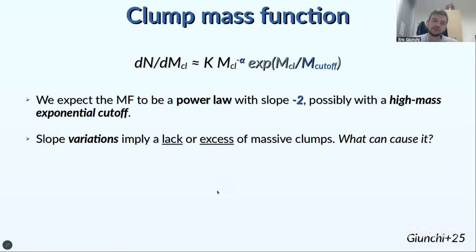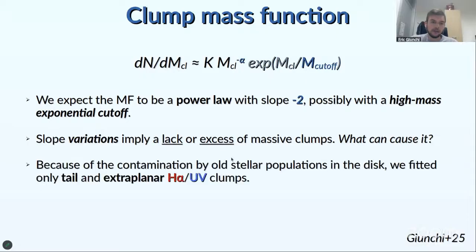But variations in the slope can imply a lack or an excess of massive clumps, and therefore it becomes interesting to understand what can cause these variations. As I said, the quality of the data is very important, and that's why we could focus only on the tail and extraplanar clumps, both in H alpha and UV, because in the disk, the contamination from the older stellar components was too important to have good estimates of the stellar mass.